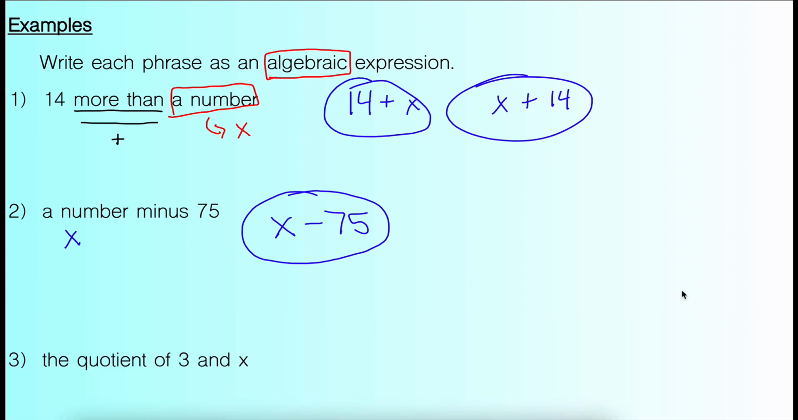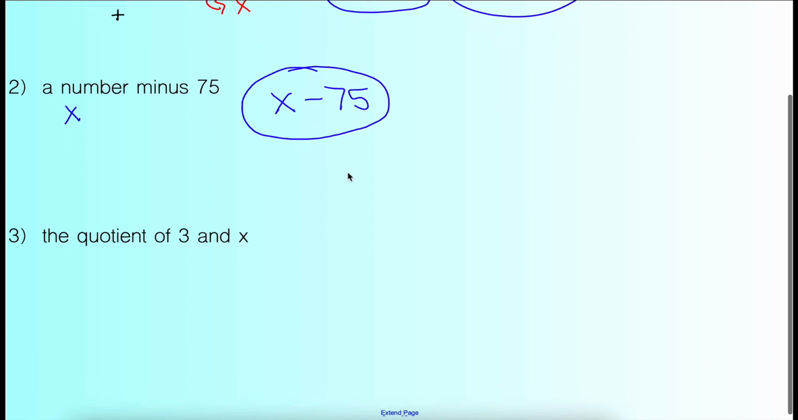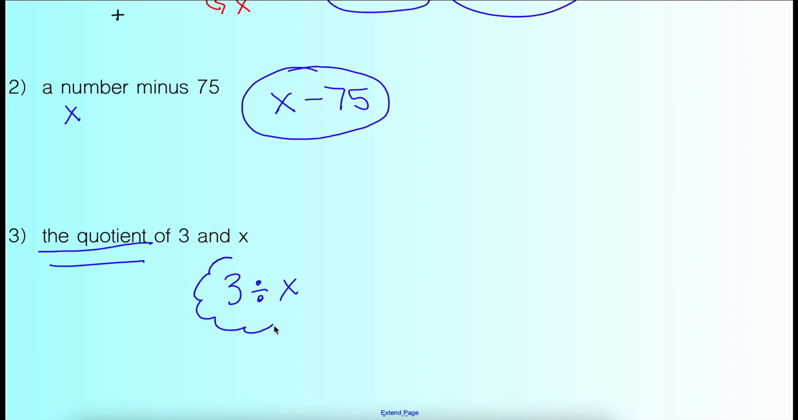All right, I've got one more on the screen to try. The quotient of 3 and x. So I already am given the variable x. Quotient refers to division. And for division problems, when you're translating words into expressions, how do you know if it's 3 divided by x or x divided by 3? For division problems, you go from left to right. Whatever comes first is the first number in your division problem, and whatever comes second is the second number. So the only way that you would write number 3 properly would be 3 divided by x. And that's what this would look like.